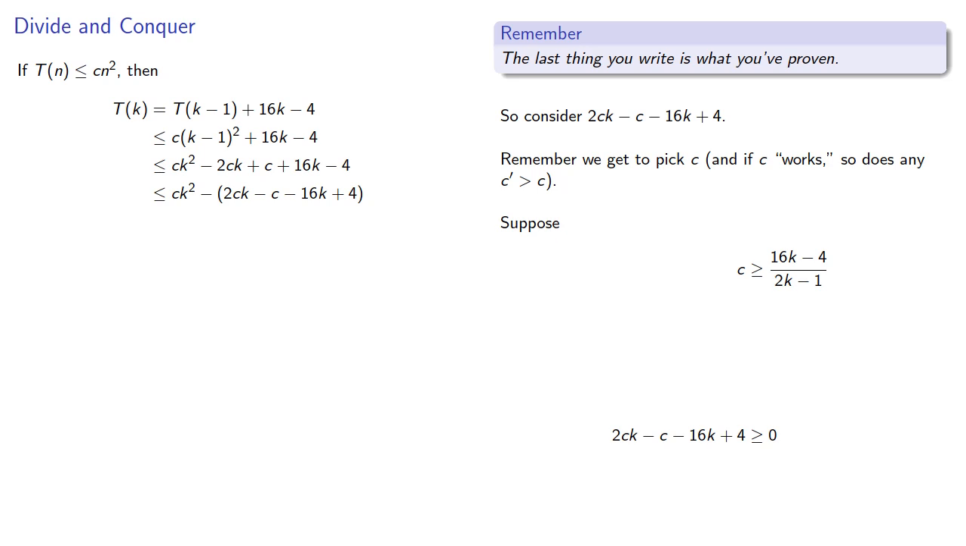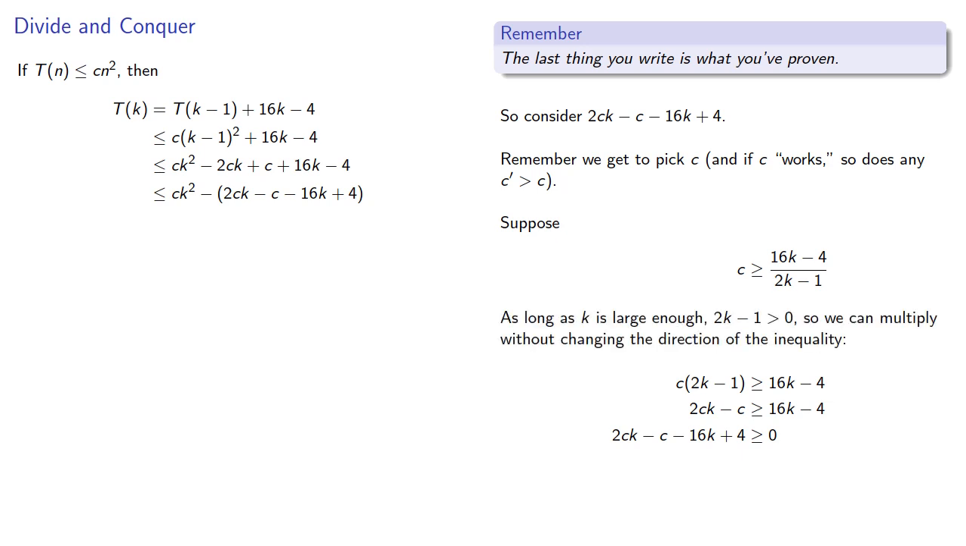Now, as long as we perform reversible algebraic steps, we can work our way backwards. Since we do want to say something about c, let's go ahead and isolate our c terms and shove everything else onto the right-hand side. And everything has a c, so we can factor it out. And as long as k is large enough, 2k minus 1 is positive, so we can multiply or divide without changing the direction of the inequality. And so that gives us our first step. And so suppose c is greater than or equal to this quantity. As long as k is large enough, we can multiply without changing the direction of the inequality, and that leads us to this expression being non-negative.